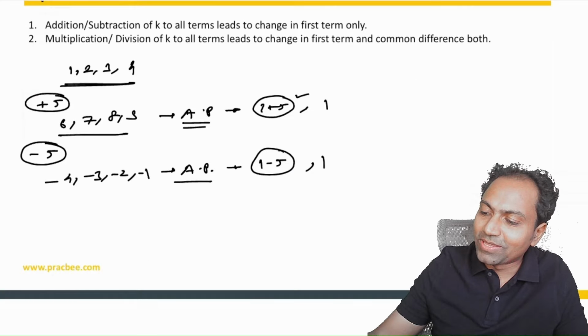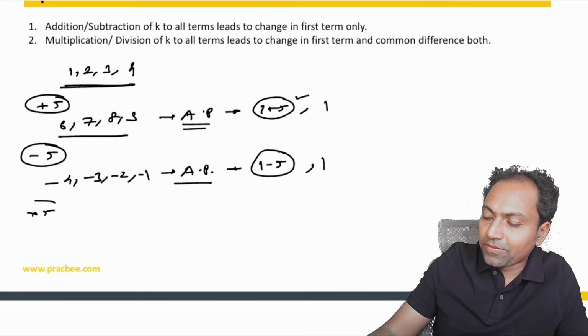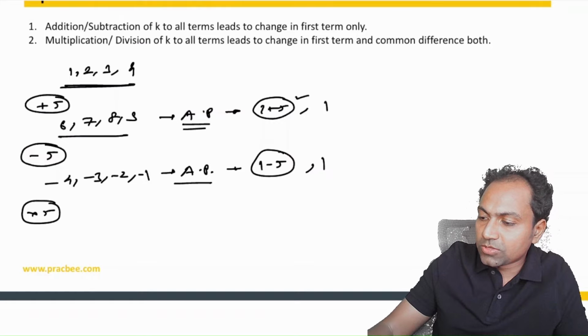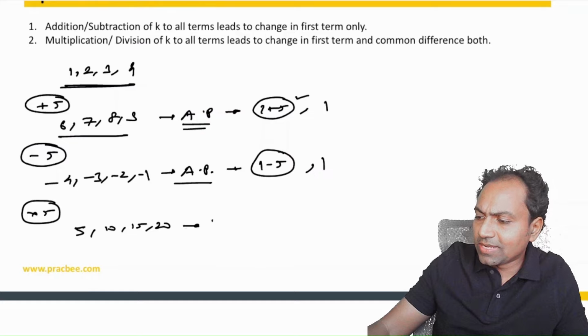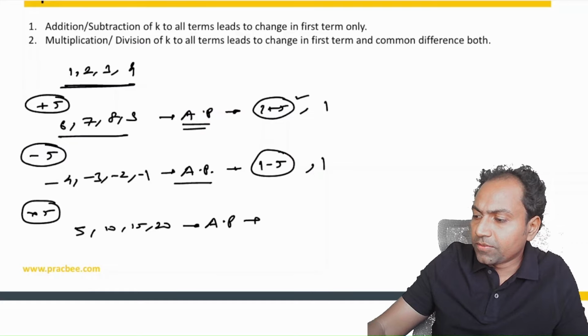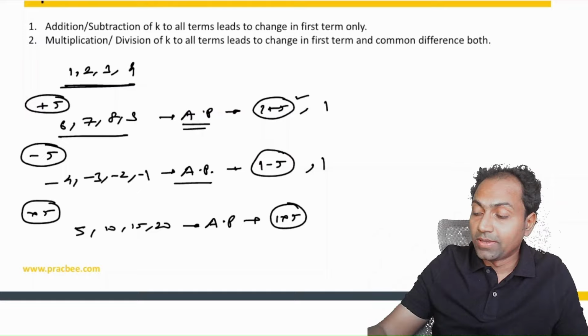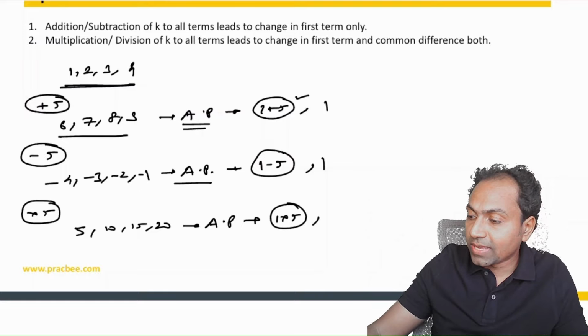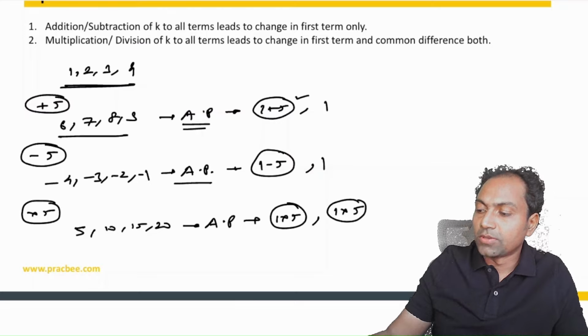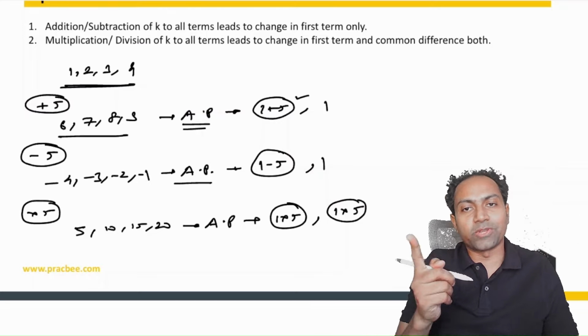And if you move further and if you multiply by 5, the same AP becomes 5, 10, 15, 20. Still an AP, but now the first term has become 5 times because the constant was 5. And the common difference has also become 5 times. So now both of them are getting multiplied by that constant.